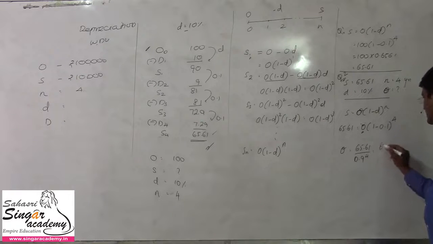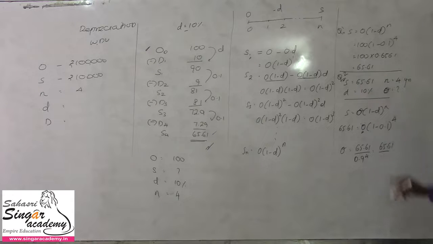So 65.61 divided by 0.9 to the power 4, that is 0.6561. So the ultimate answer is 100. This is how you can get it.